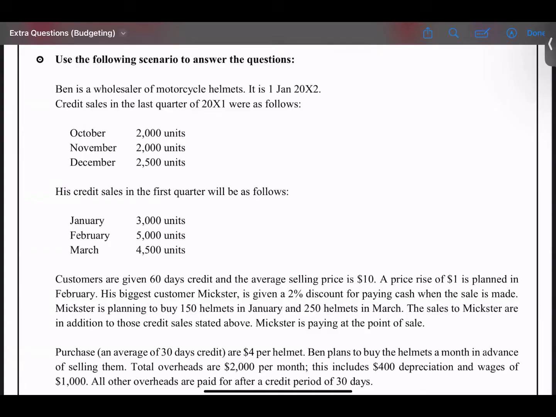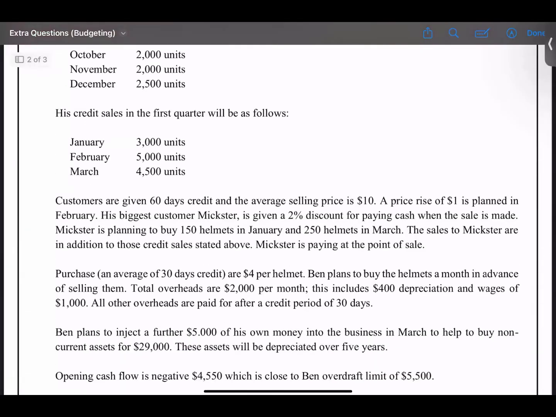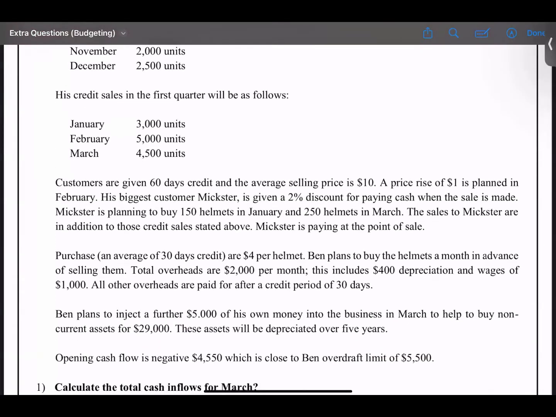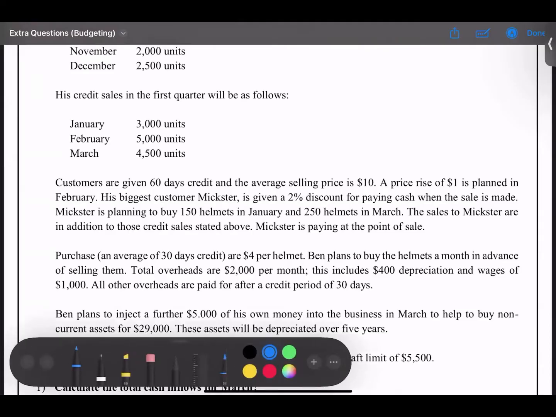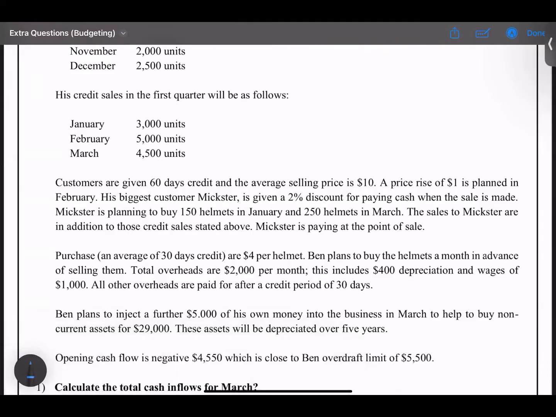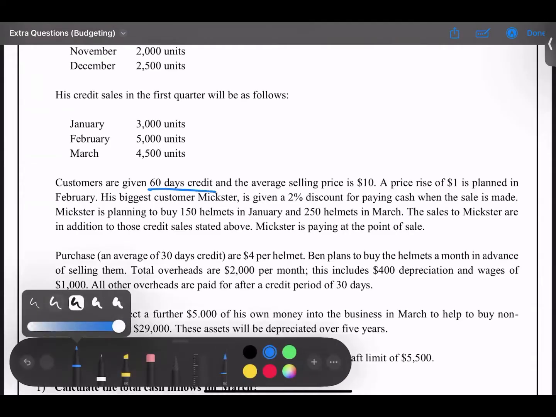And they have given the first quarter of 2002 credit sales as well. So his credit sales in the first quarter will be as follows: January 3000 units, February 5000 units, March 4500 units. And they have given some additional information. Customers are given 60 days credit and the average selling price is $10.